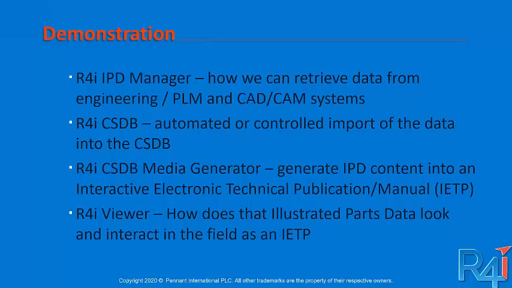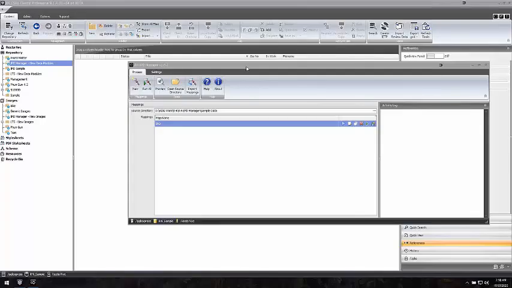And then part of the CSDB, I'm going to load the Media Gen window, and I'm going to build an IETP. So I'm just going to quickly generate that content that we've just added into the CSDB for the IPD data only. I'm just going to generate that into an IETP. And then from there, I'm going to open that IETP up with R4i Viewer. So you'll get to see 3 of the core products of our suite. So with that, let's just close that.